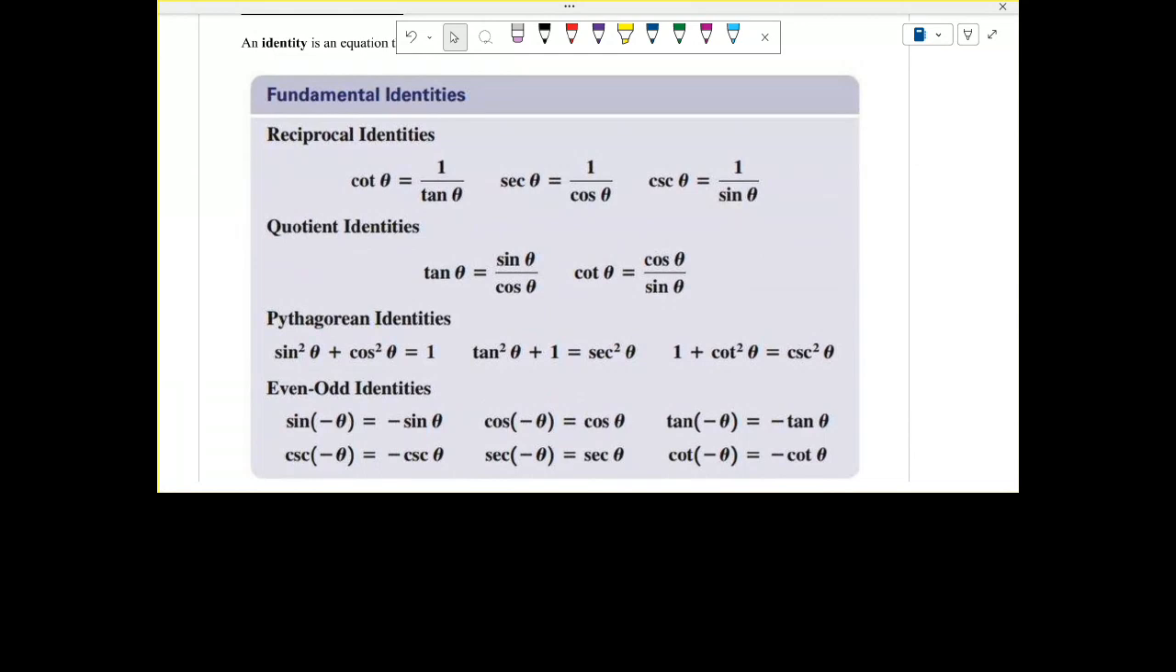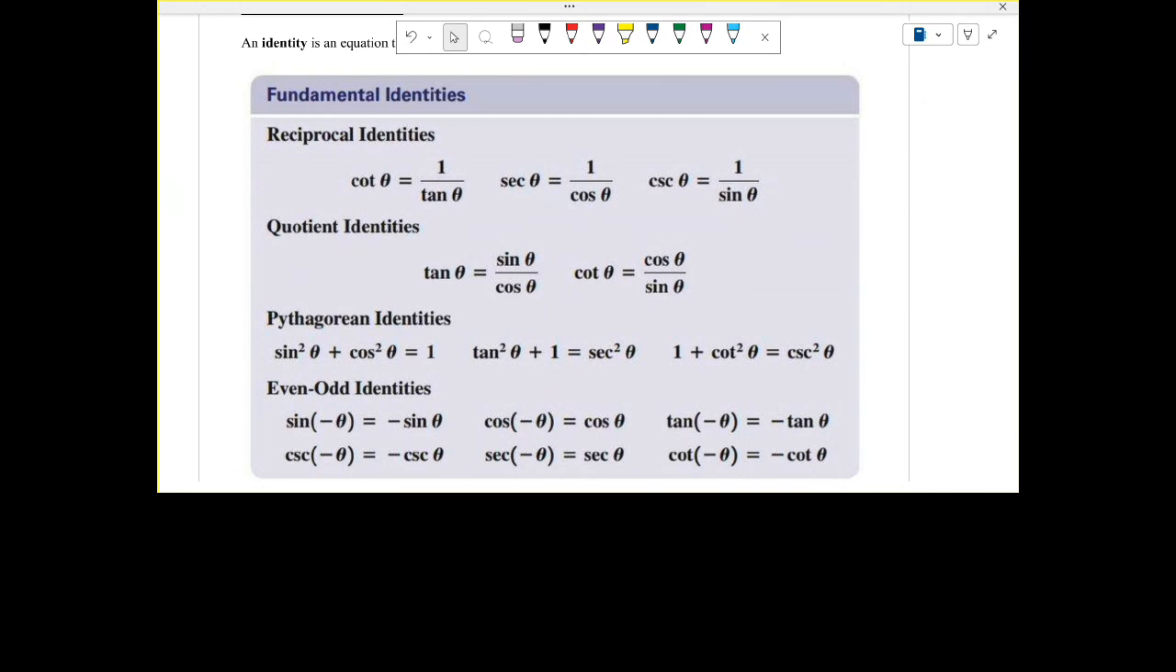So, remember at the beginning of the semester, we talked about how do we find the sine, the cosine, and the tangent. And then once we knew those three, it was really easy for us to find the cotangent, the secant, and the cosecant, because all we had to do is take the reciprocal.